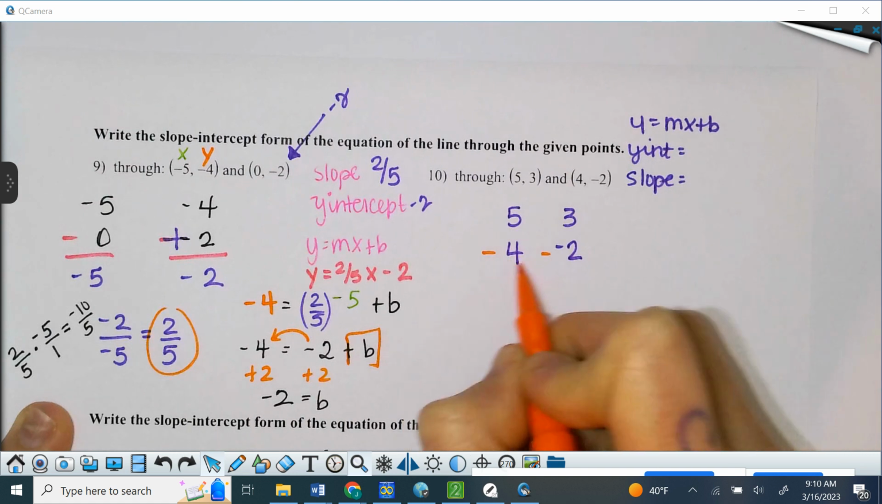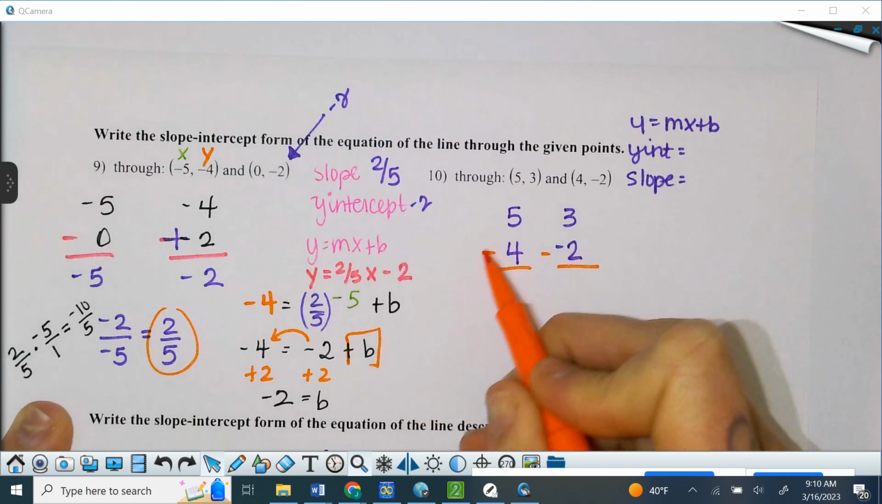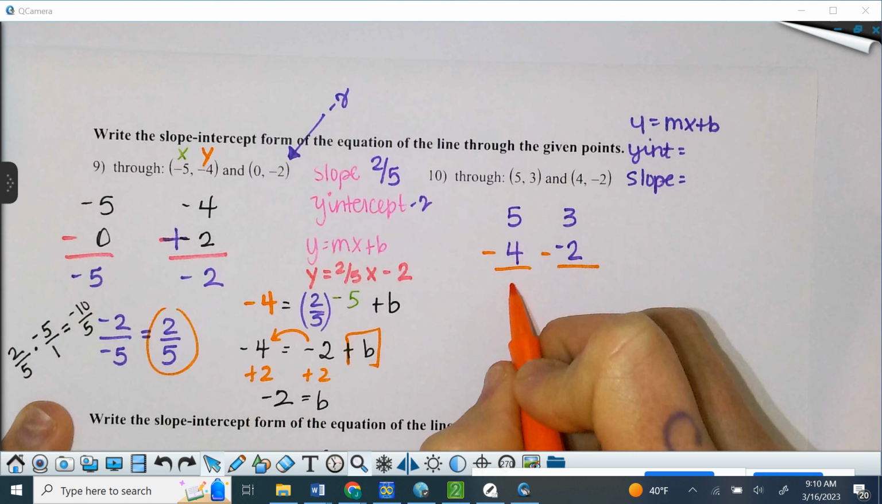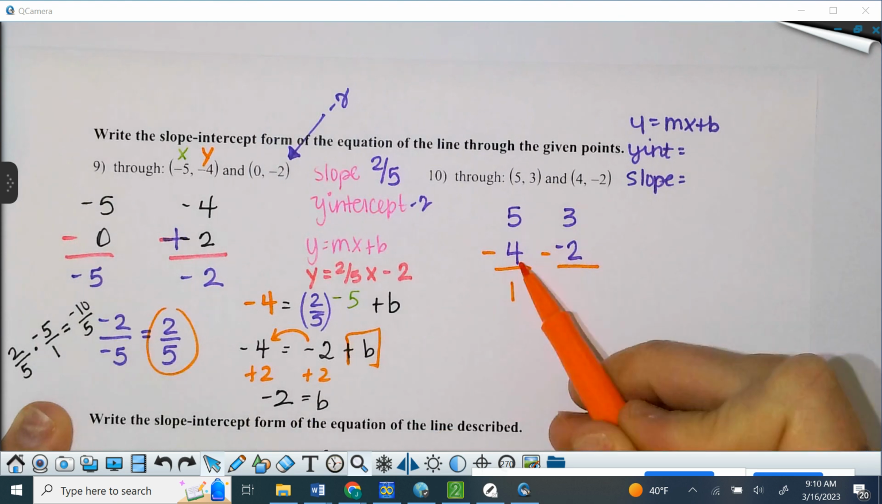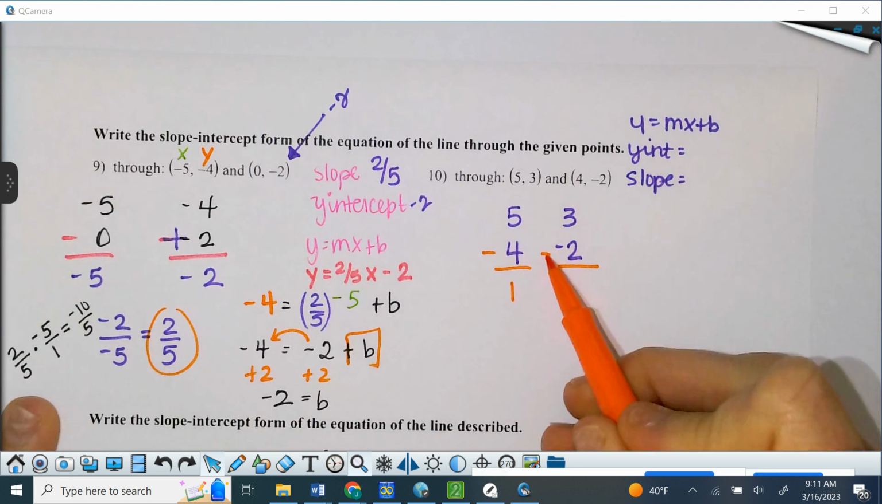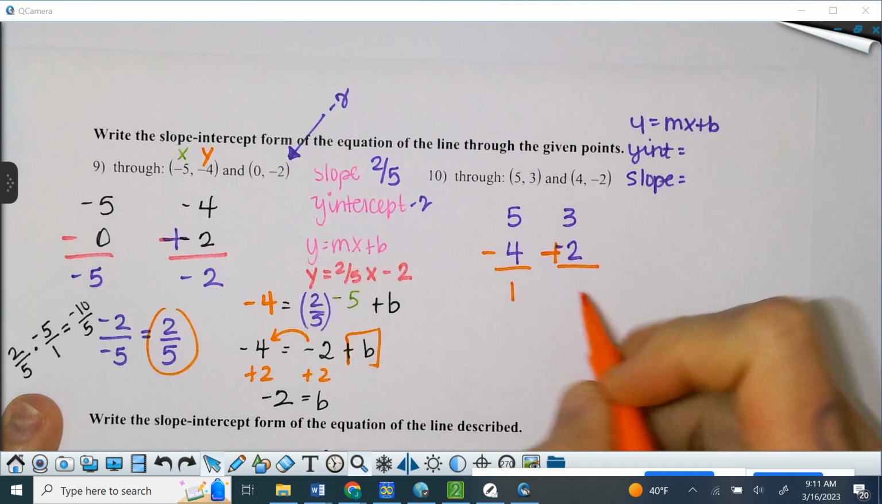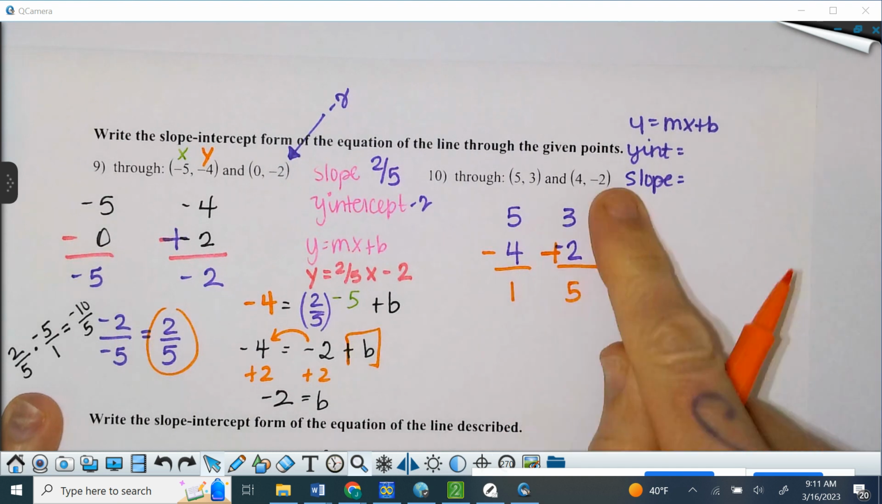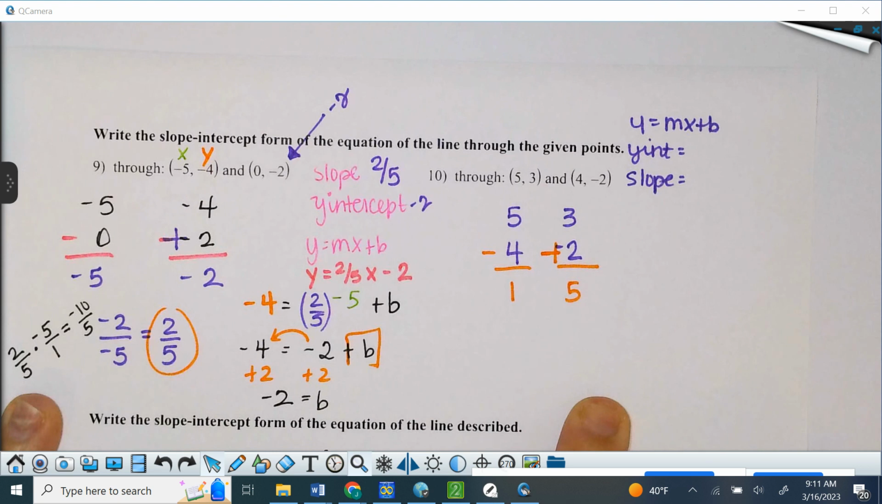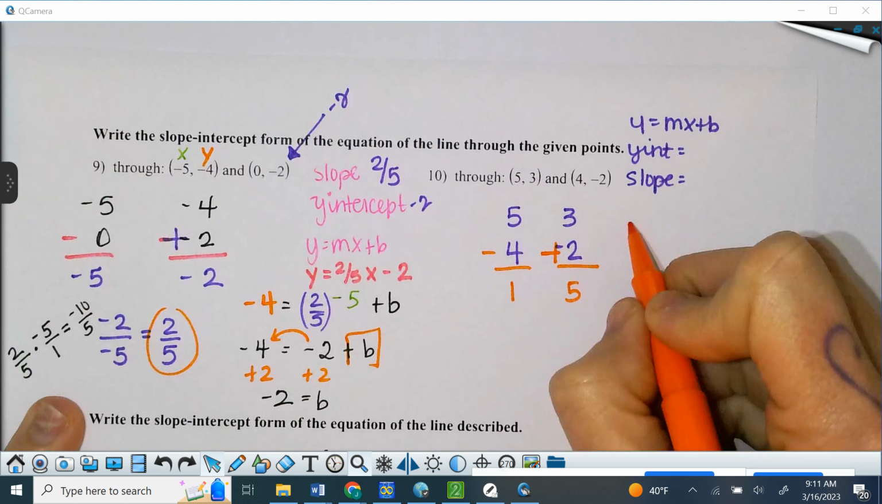So 5 minus 4 is going to give me a 1, positive. I have 5, I spent 4. I have 3, but I have minus, which is going to turn this into a plus. So that's going to be 5. Y is my second coordinate, or second term in the coordinate. So it's going to go on top. So 5 over 1 is going to be our slope.